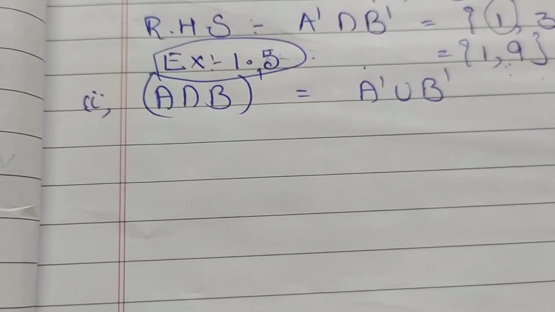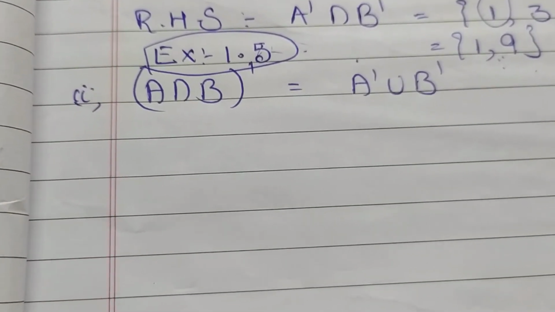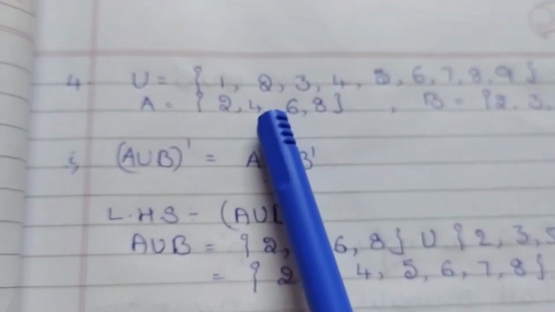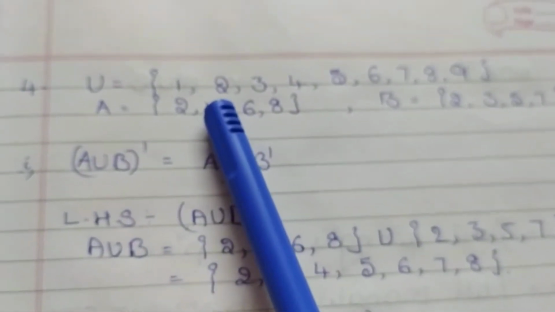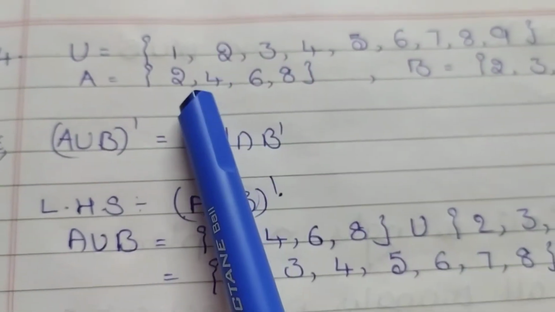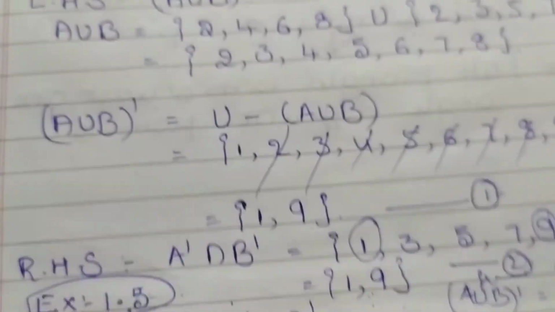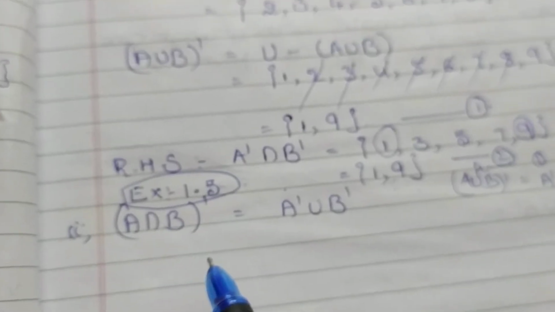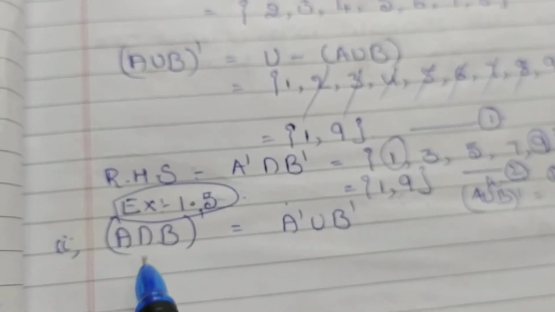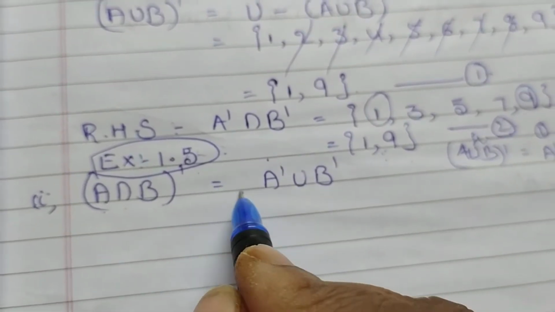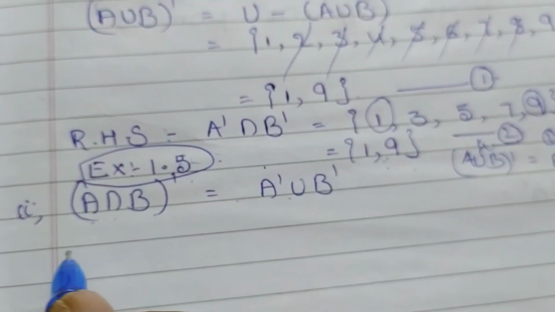Now coming to exercise 1.5, fourth main, second one. They gave the universal set like this. In the last class we had done the first problem. They gave the universal set like this, 1, 2, 3 till 9, and A and B like this, and they asked us to verify the De Morgan laws. That is, they are asking us to show that (A intersection B) whole complement is A complement union B complement.